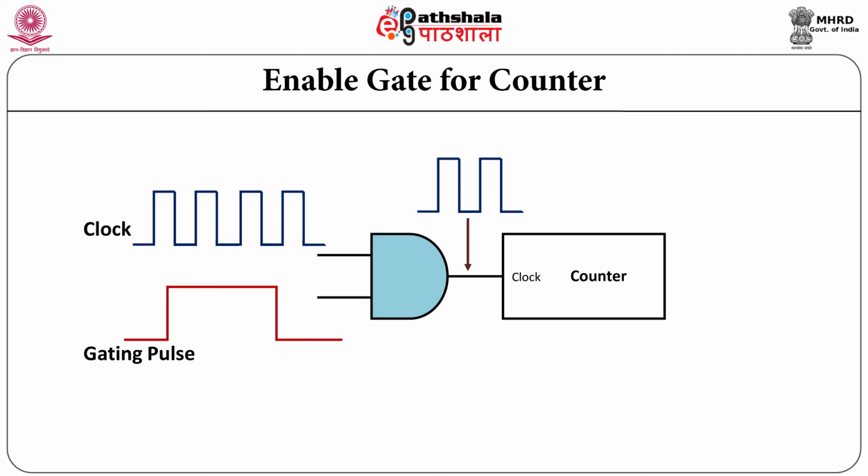Let us now consider an application of AND gate in frequency counter. For measurement of frequency, a gating pulse of known frequency is applied to one of the input of AND gate, and unknown clock frequency is connected to the other terminal. When the gating pulse is high, the clock frequency is passed to the counter, which in turn measures the number of pulses in the known duration. Let us consider another example of industrial plant control.